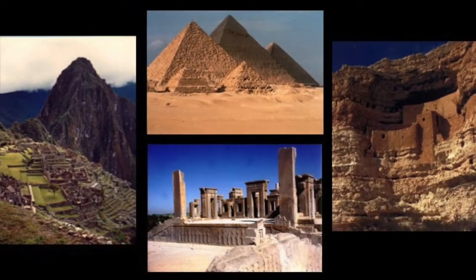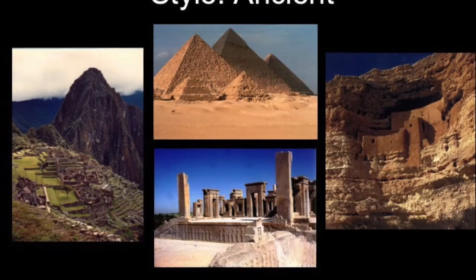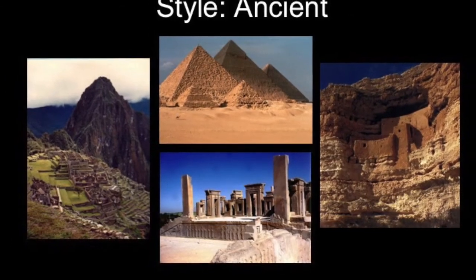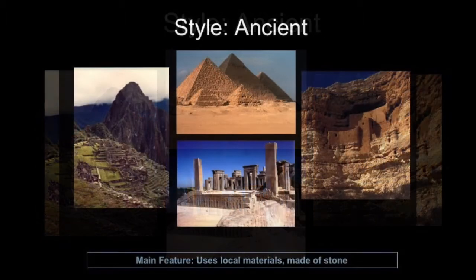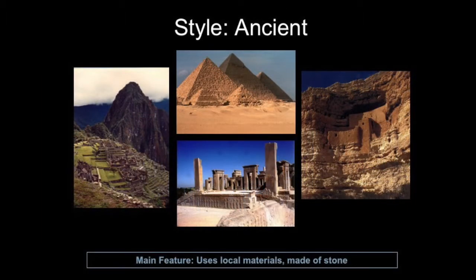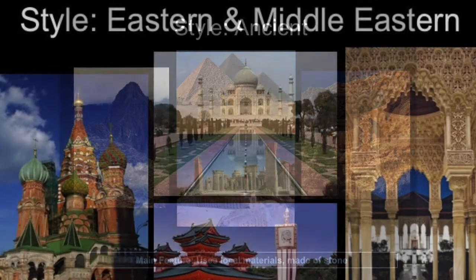Take a minute to look at the buildings here. Do you recognize any of them? What element do the buildings have in common? The main characteristic of this ancient style is the use of stone. For example, the pyramids in Egypt were built from local limestone. Vernacular architecture is buildings or structures that are built by locals for locals using local traditional methods, designs, and materials.